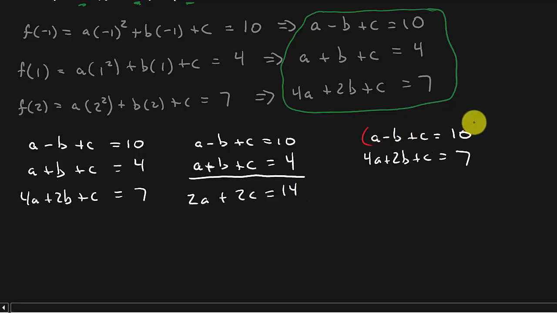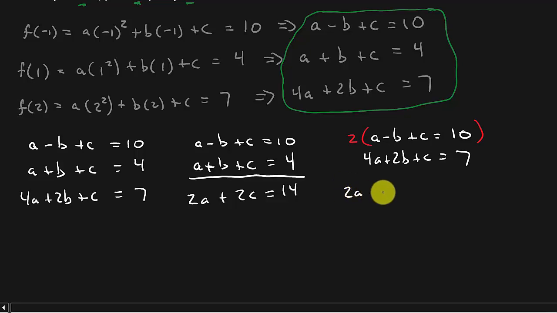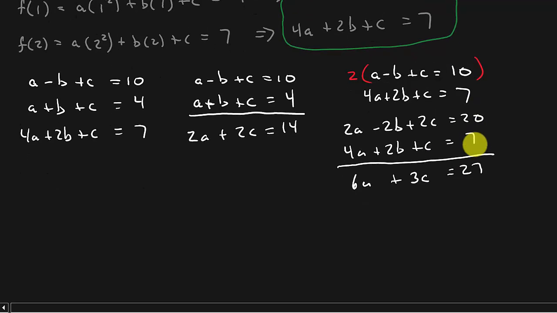And then for this, I'll have to multiply by 2. And so that's going to give me 2a minus 2b plus 2c equals 20. And then 4a plus 2b plus c equals 7. And then when I add, I get 6a plus 3c equals 27. Okay. Now, I can take this and solve it.